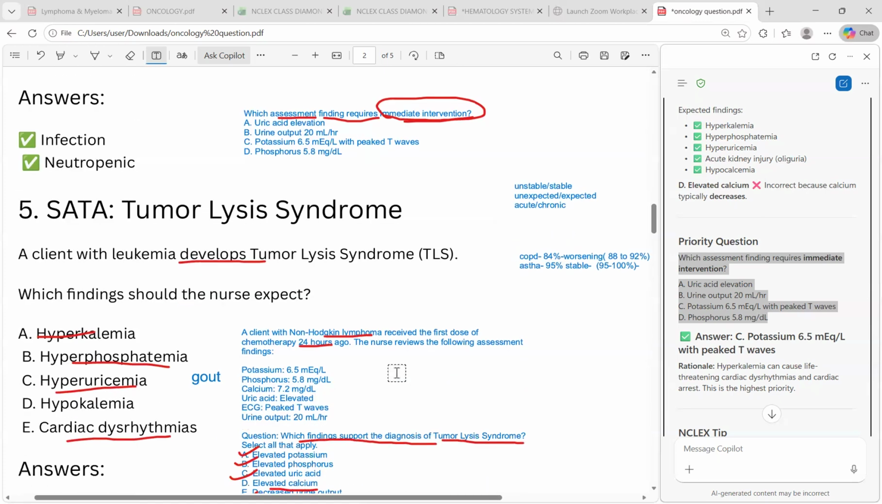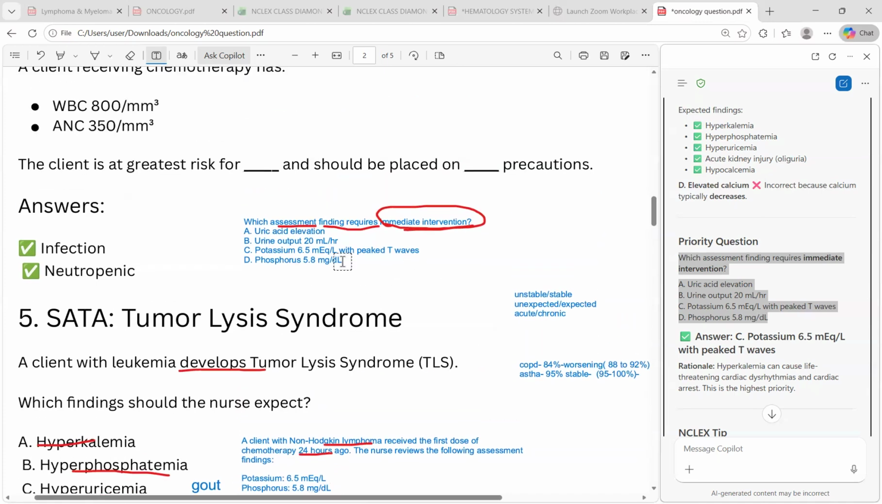Okay, so in this scenario it is the same. What is the scenario? The client with non-Hodgkin's lymphoma received the first dose of chemotherapy 24 hours ago. The nurse reviews the following assessment. Here they are asking which assessment finding requires immediate intervention.